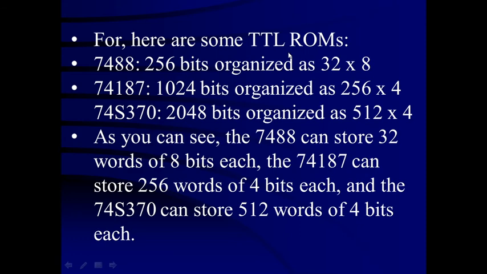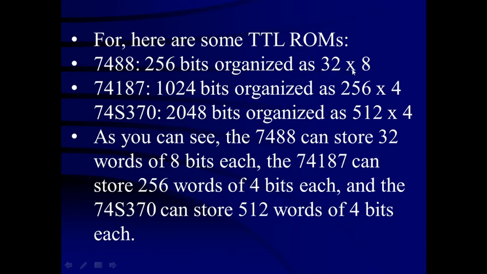Here, some of the TTL ROMs are like this: 7488. 74 stands for the TTL series. What is the description of this one? 256 bits organized as 32 multiplied by 8. What is the meaning of this? That means 32 words can be stored. There are 32 addresses, and over each address an 8-bit number or 8-bit word can be stored. That means 32 bytes can actually be stored in this IC.